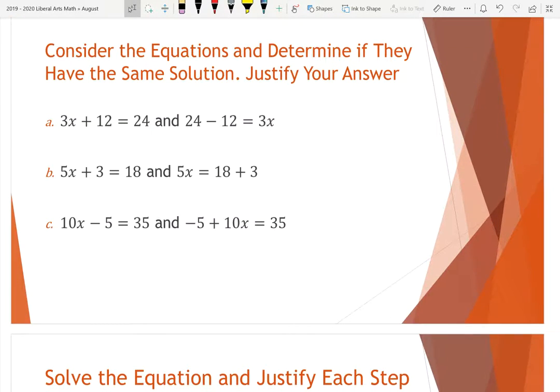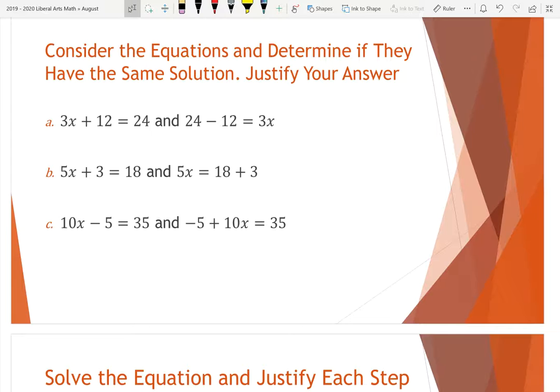So again, consider the equations and determine if they have the same solution. Justify your answer. So this is very interesting because there's more than one way to try and do this. But if we read into the problem, we can try to figure it out.